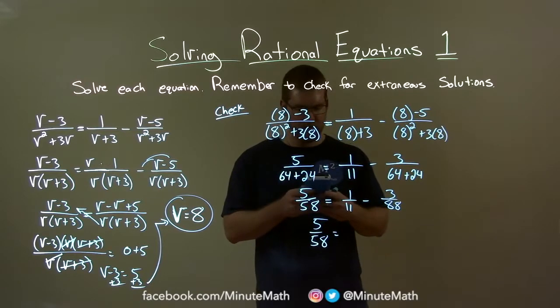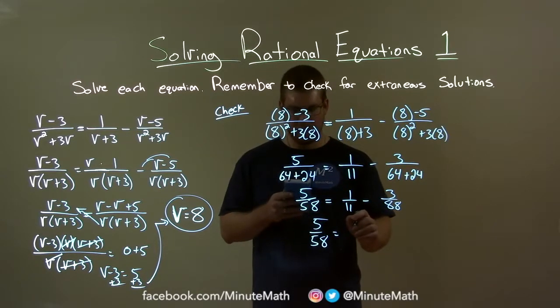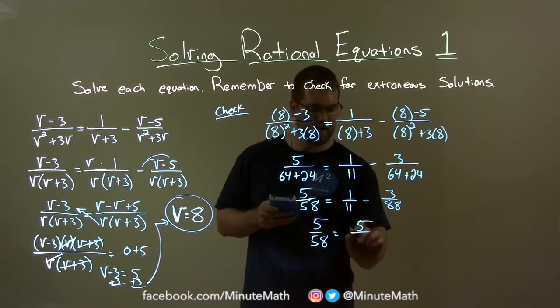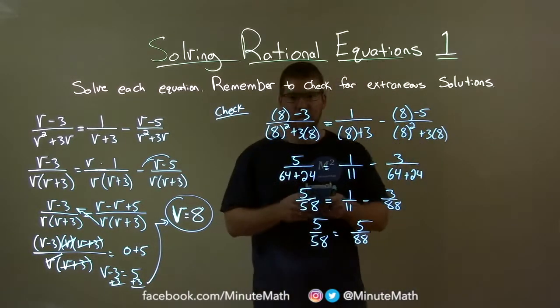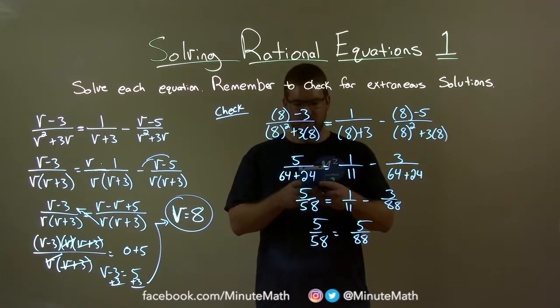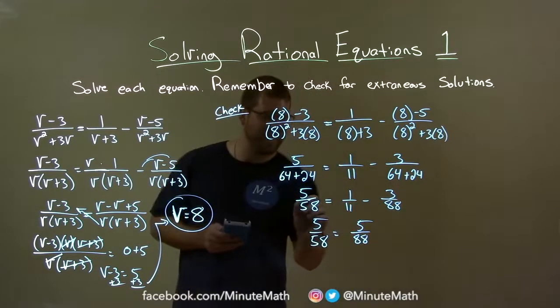And what do we have here? Oh, we have 5 over 88. Let's just double check, see if I made a mistake here. I have 5 over 88. Let's see. 8 minus 3 is 5. 8 squared is 64. So 64 plus 24. There we go, found it. This should be an 88.